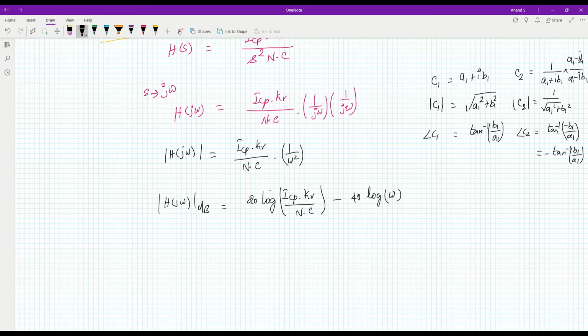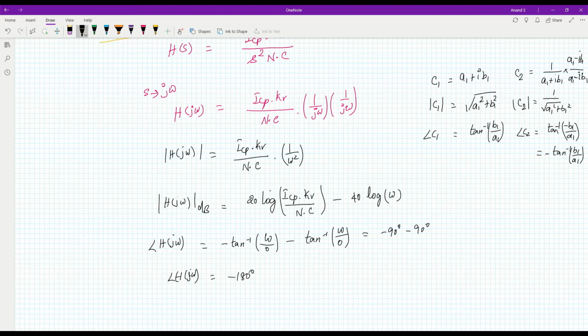Okay, and how do you make the angle? So the angle of H of j omega will be equal to, since you have two complex numbers, addition of two angles, which we can write here as minus tan inverse of omega over 0, and minus tan inverse of again imaginary part omega and real part 0. This results in minus 90 degree, minus 90 degree. So the angle of H of j omega is equal to minus 180 degree.